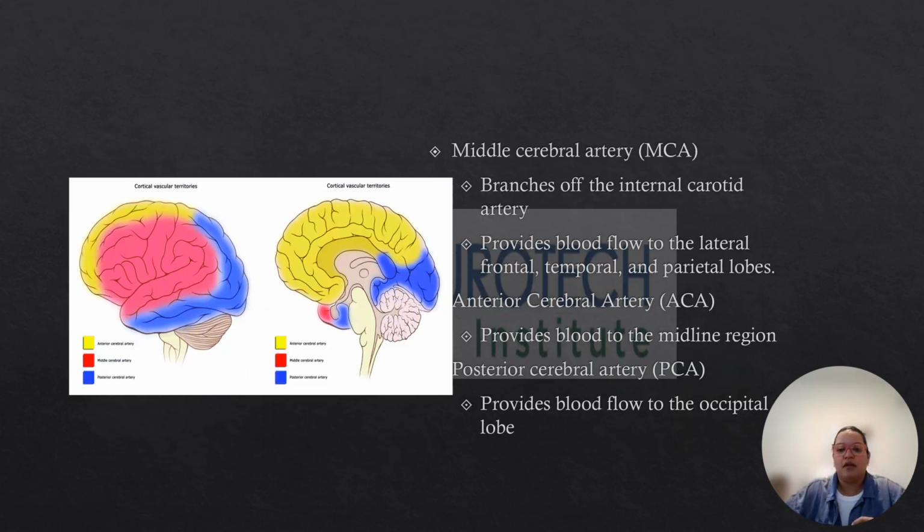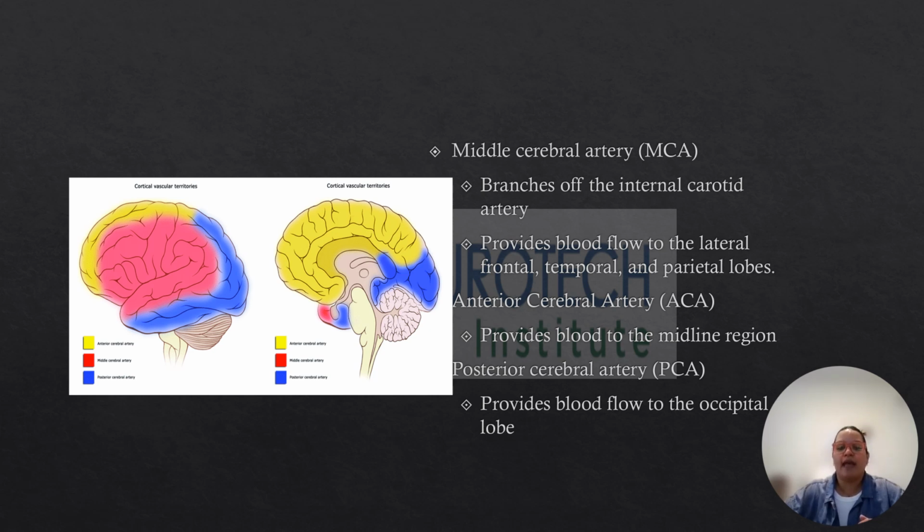Okay. So this is another picture of the territory of each artery. Here we have the lateral aspect, and here we have the medial aspect. So the yellow is the anterior cerebral artery, which is going to supply blood to that midline. And when you do a sagittal section, you're going to see that it's supplying blood to all that midline there, okay?